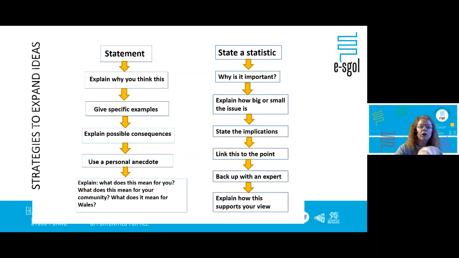So can you see here, you've got 2 very different ways to go about expanding your sentences, expanding your ideas. So this is what's really important in this exam, is to make sure you expand, you develop the point and you explain it in detail.